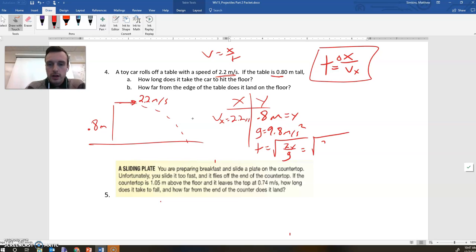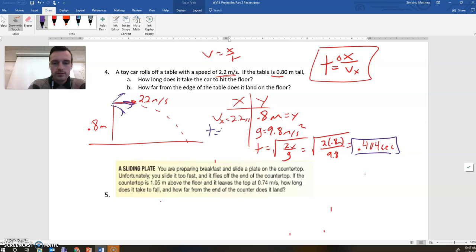That'd be helpful. 2 times 0.8 meters divided by 9.8, and we get the time it takes to hit the floor. It's only going 0.8 meters down, so it's not going to take a whole lot of time. Let's see how long it does take. 0.404 seconds. Remember, the time it takes to travel in the Y direction, if it's not going up in the air or shot down, if it's exactly horizontal velocity, then the time in the Y is equal to the time in the X. We can move this over here.